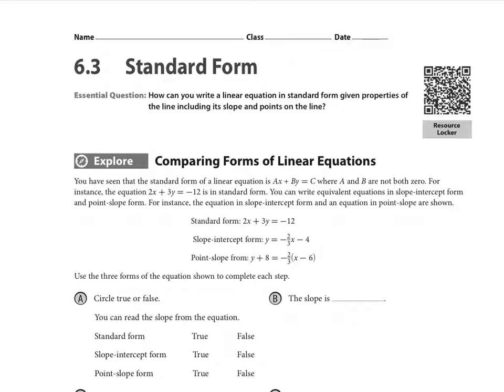Okay, we are going to look at standard form. So what is standard form? Standard form is ax plus by equals c. Now, there are a couple of things that we want to make sure we know here with standard form.